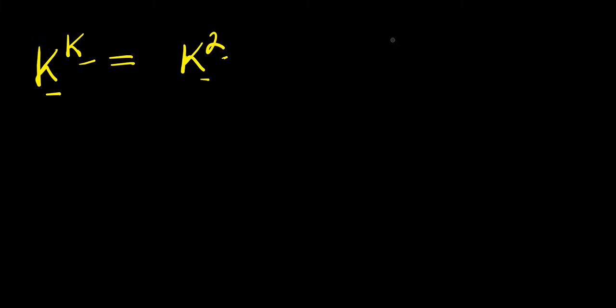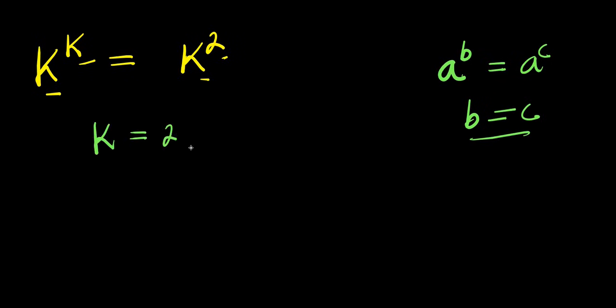Now, if you consider this identity, if you have a power b equals a power c, now that the two bases are the same, you can compare the exponents, meaning b equals c. So using that identity here, that means you have your k equals 2. Now, this is obviously one of the solutions to this exponential equation.